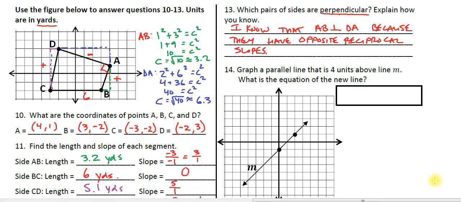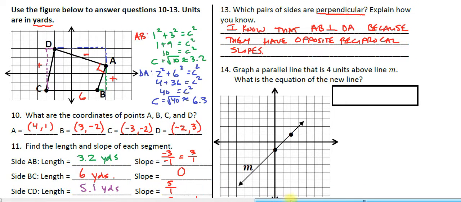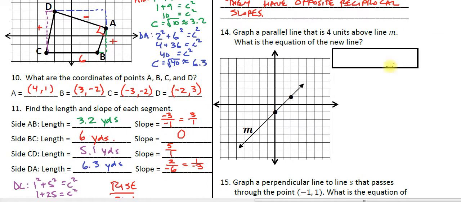We have made it to question number 14 on our Unit 1 test review worksheet. I'm going to go ahead and slide this over a little bit so I can see it a little bit better. Actually, that's as far as I can go. Alright, question number 14. Graph a parallel line that is 4 units above the line M.